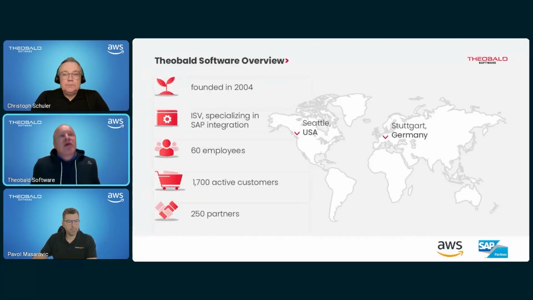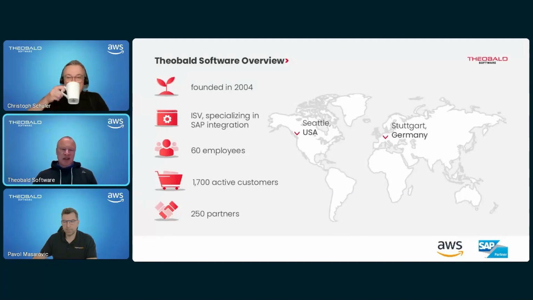Okay, so quick overview of Theobald. We're going to assume that most of you are familiar, at least at a high level, with AWS. Theobald Software was founded just over 20 years ago in Stuttgart, Germany. That is our headquarters. We are an independent software vendor or an ISV, and we specialize in SAP data extraction and SAP integration. We are not a consultancy. We get that question a lot. We focus on SAP and SAP software solutions. About 60 employees, the majority in Stuttgart.